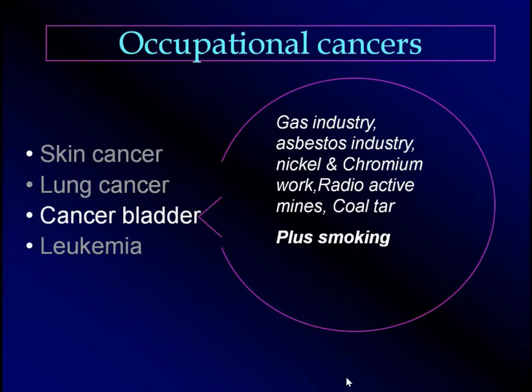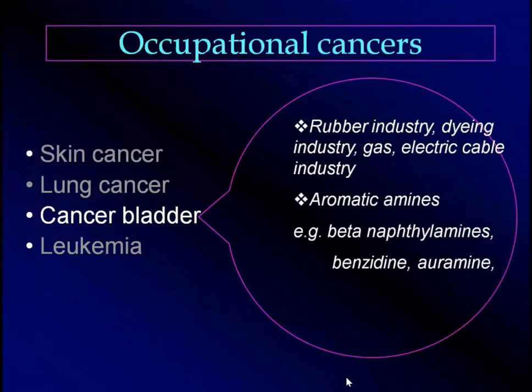Next is cancer bladder. Cancer bladder is most commonly seen in people working in rubber industries and especially dyeing industries, where they use different types of dyes. In them this is the commonest cancer. So the rubber industries, dyeing industries, gas or electrical cable industries. In the dyeing industries, especially the chemical called aniline dye is the most common cause for cancer bladder. Chemicals like aromatic amines, examples beta naphthylamine, benzidine, and auramines. So these are the various chemicals responsible for cancer bladder.